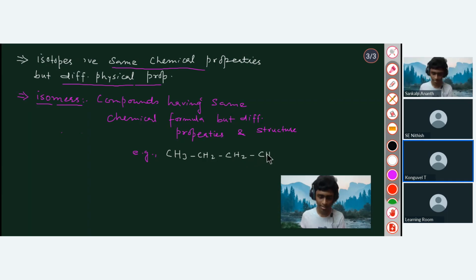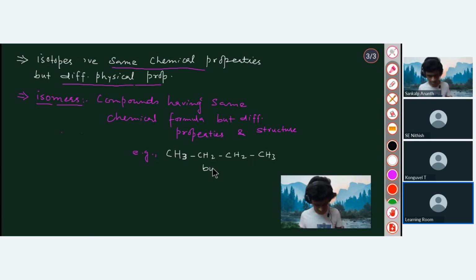Methane, ethane, propane, butane, all of them are organic. This is your butane. It contains 4 carbon atoms, so it is known as butane. In short, you can write it as C4H10. This is the chemical formula.